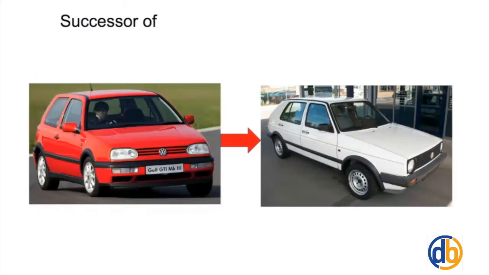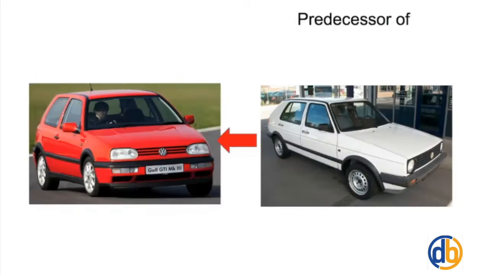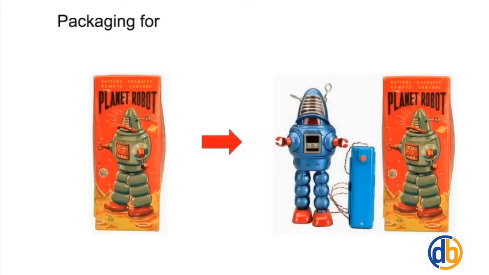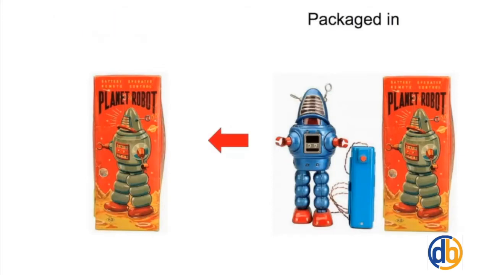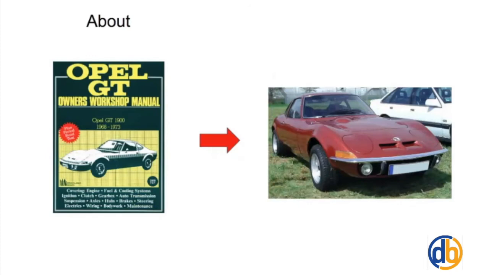You can take the successor of something and link it back to the predecessor. Vice versa, you can take a predecessor of something and link it back the other direction. That's how we're building relationships. Now, you can take a package for something and build a relationship toward the actual item, or you can take the item that was packaged in it and go back the other direction. Now, you can build a relationship with a database entry of a magazine or a book. Here we have an owner's workshop manual, and you can link it to the vehicle. Or you can take the subject, the actual car, and build a relationship back to the publication.